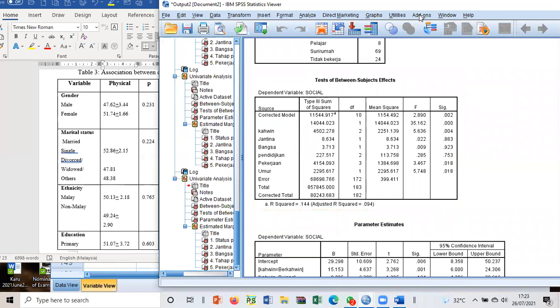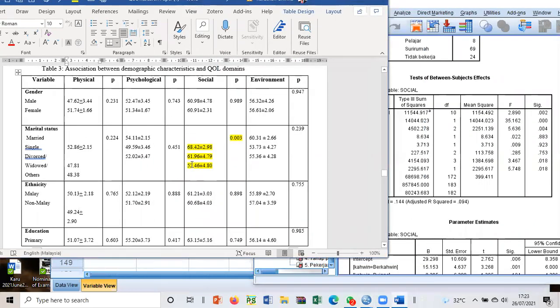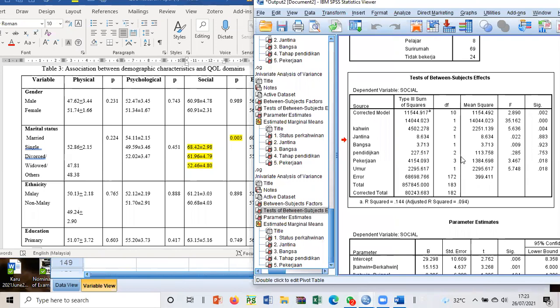I'll show you how to find. Just now, I was just guessing, eyeballing, and saying, hey, this looks low. This looks high. Obviously, 68, 52 must be different. What about 61 and 52? Are they far apart? We don't know. All right, we must do a post hoc test.